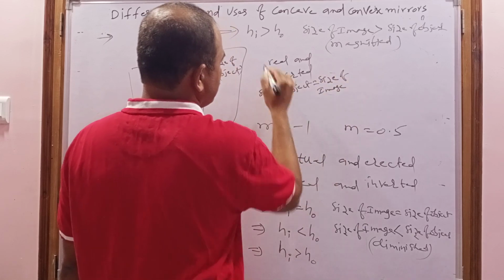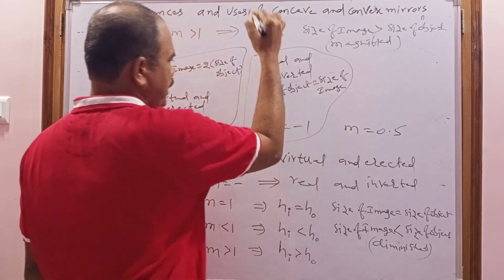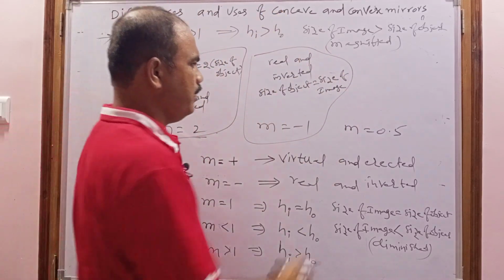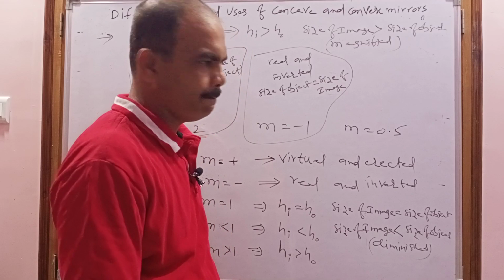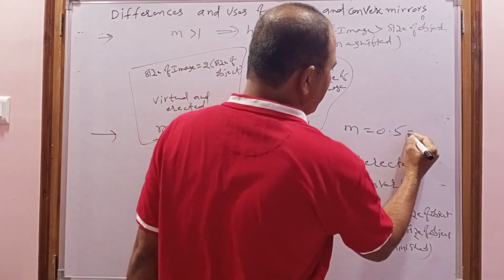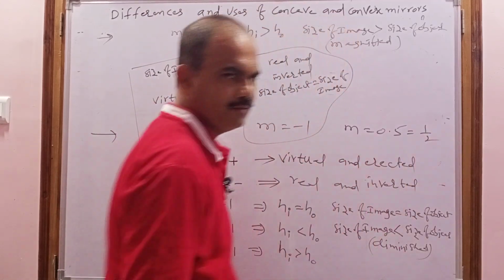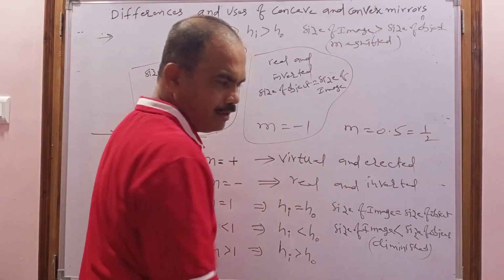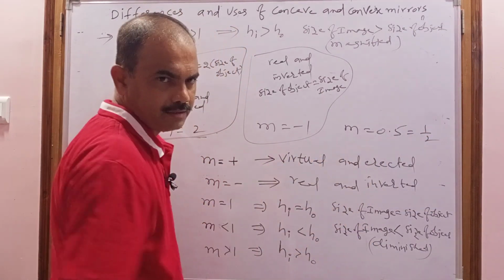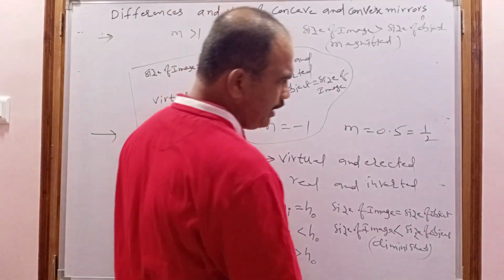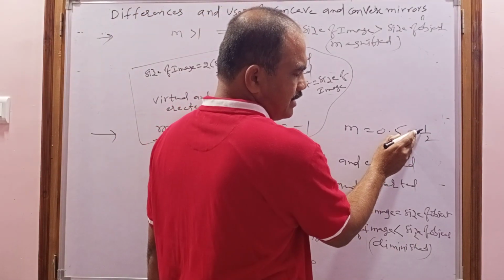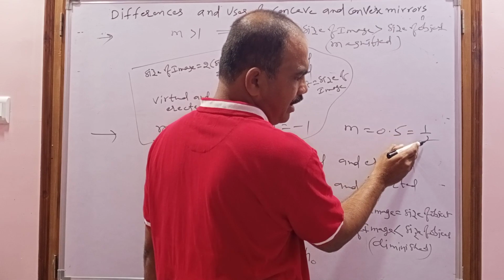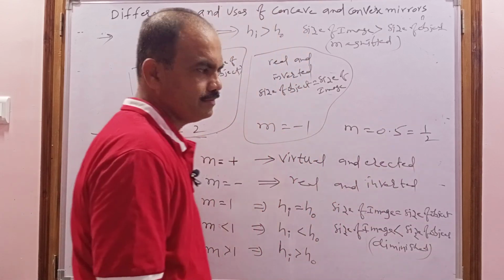Size of image. So this is for m equal to -1. Now come to m equal to 0.5. 0.5 means what? 1 by 2. Simple. Now it is in the form of numerator and denominator. So the size of image is half the size of the object.